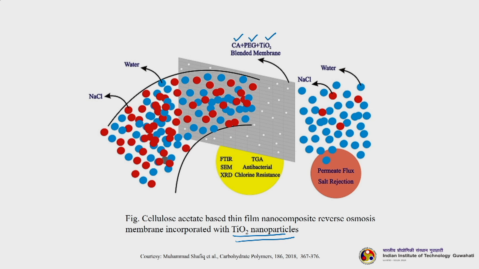The reason is that the nanoparticles disperse very quickly in a very homogeneous manner, and thereby they strengthen the membrane properties, and the permeability also becomes better. Right. So, anyway, this is a research output by these particular people. They have characterized their membrane using FTIR, SEM, XRD, TGA, antibacterial resistance and chlorine resistance also.